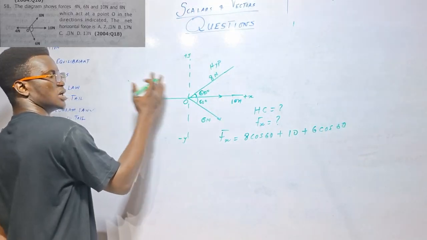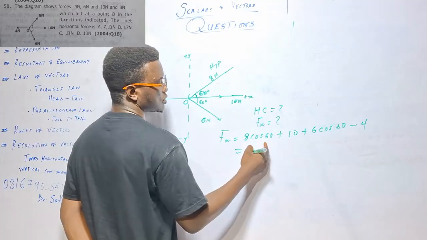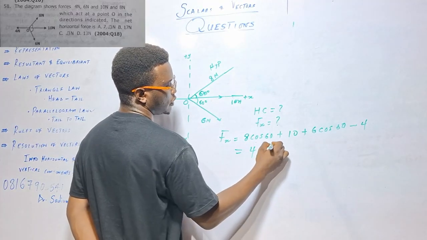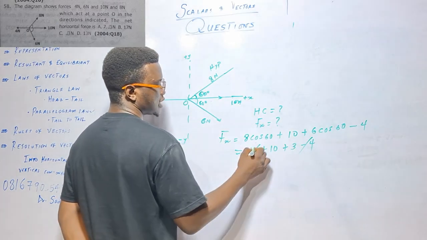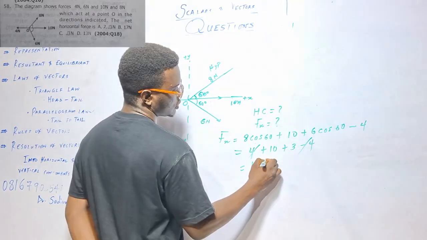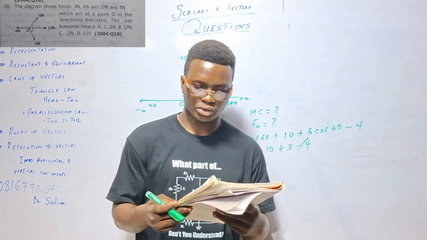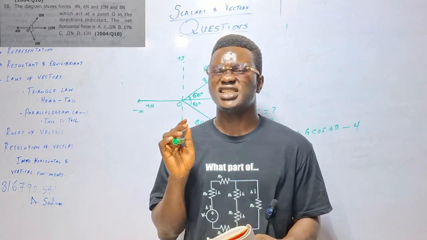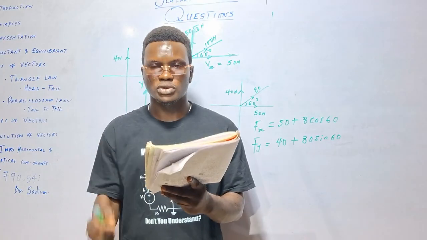Then this one is on the negative axis, minus 4. So at the end of the day, 8 cos 60 is going to be 4, plus 10, plus 3, minus 4. So my answer is going to be 13 Newton along the horizontal, which is option D. So let's move on to the next question.